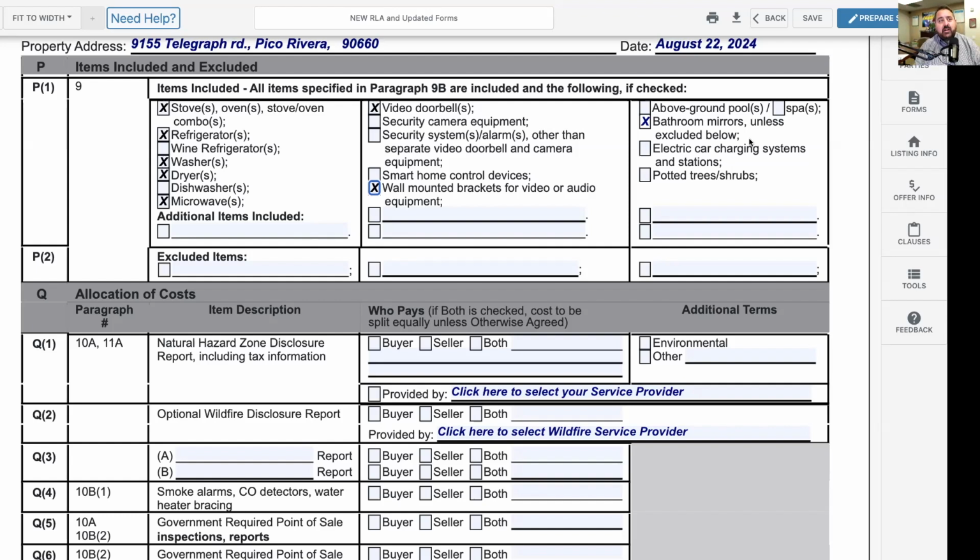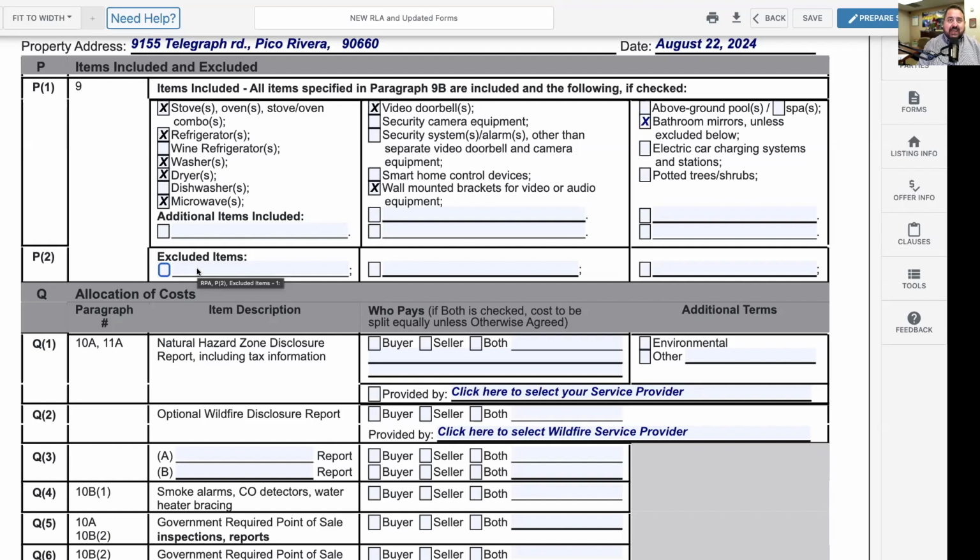You have to have a conversation as a listing agent with your seller. Hey, by the way, that mirror in the bathroom, it has to stay with the property. Make sure you tell them that. Now, you can exclude it here. I can't uncheck it because it's defaulted into the contract, but I could exclude the bathroom mirror here if I wanted to. Now, this section for excluded items, same thing as the included, but the excluded is looking at that list that we'll talk about later in paragraph 9B.